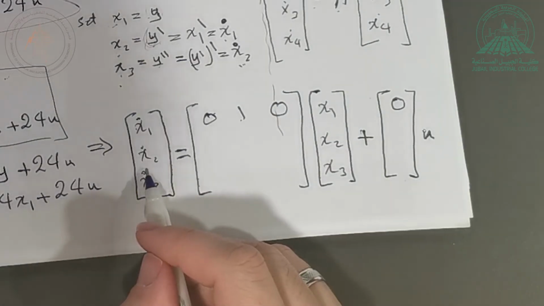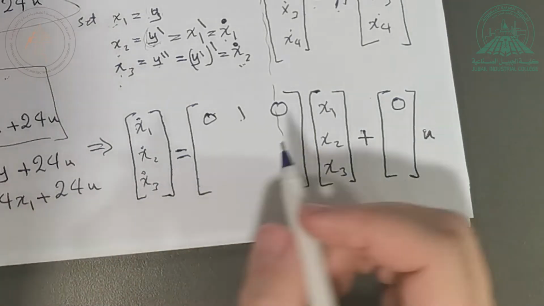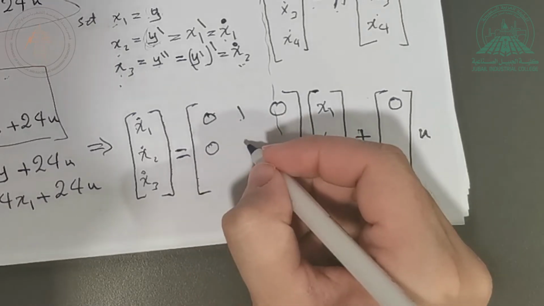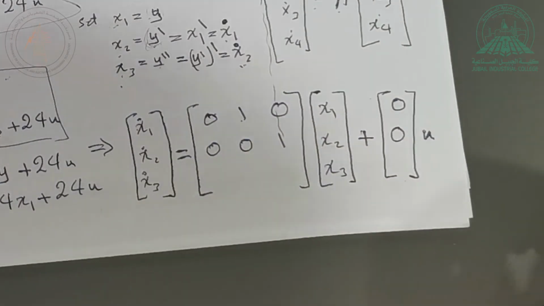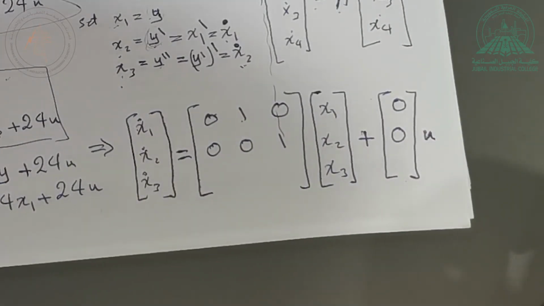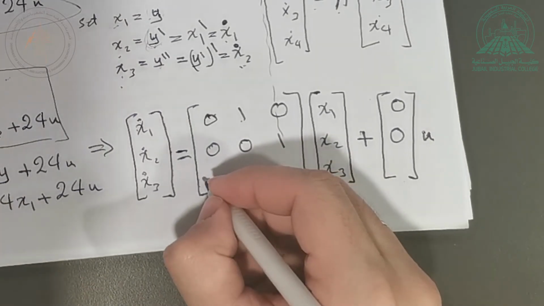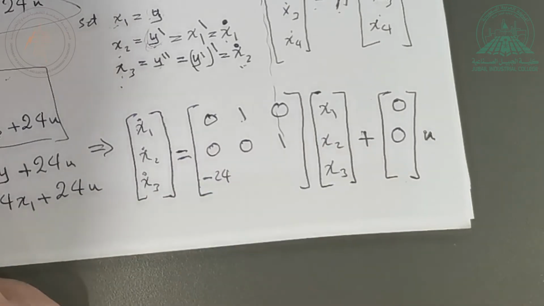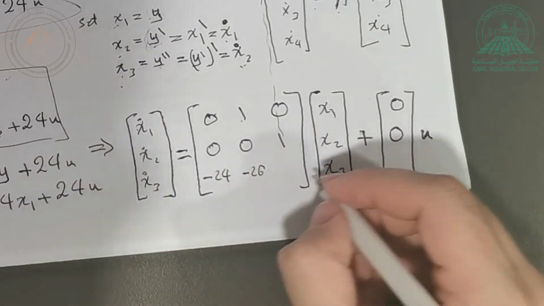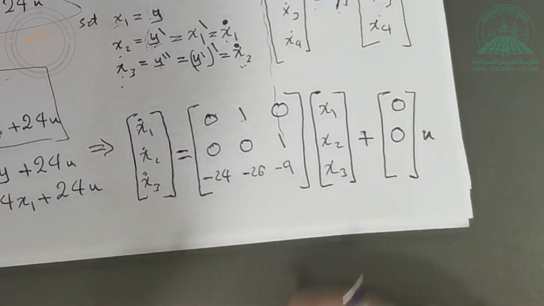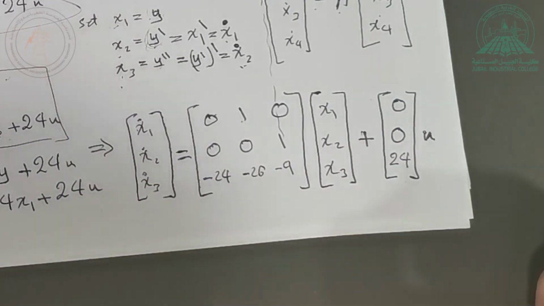Okay. How about x2 dot? x2 dot is equal to x3. So what do I put? x2 dot is equal to 0 x1, 0 x2, x3. How much input? No input. Finally, how about x3 dot? x3 dot is minus 24 x1 minus 26 x2, and minus 9 x3. And still I have also 24 u, like that.